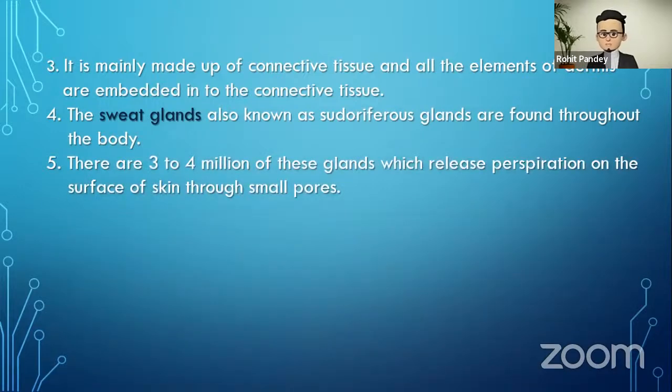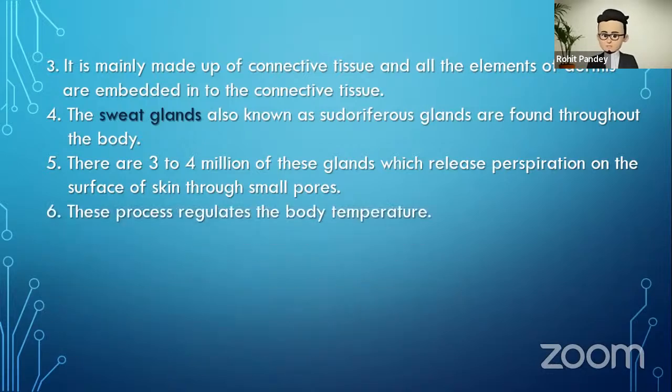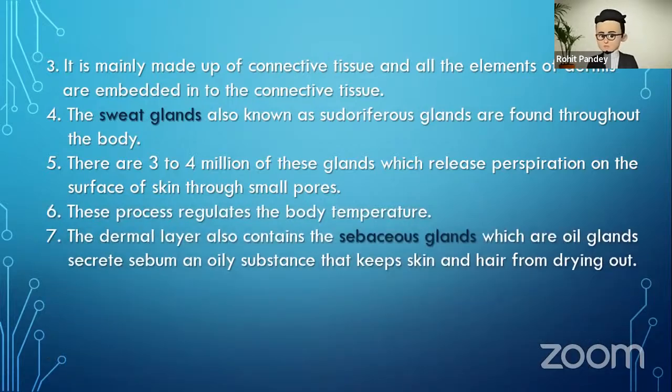There are 3 to 4 million of these glands, which release perspiration on the surface of the skin through small pores. I already told you this process regulates body temperature as well. The dermal layer also contains the sebaceous glands, which are oil glands. They secrete sebum, an oily substance that keeps skin and hair from drying out.